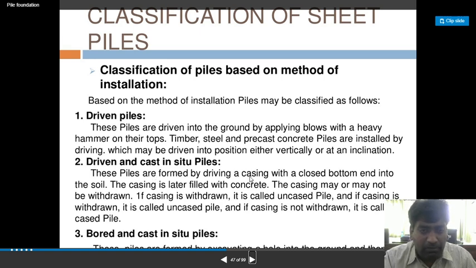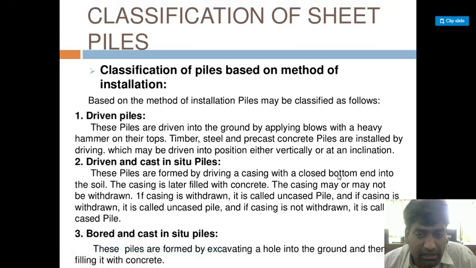Driven and cast in situ piles. These piles are formed by driving a casing with a closed bottom end into the soil. The casing is later filled with concrete. The casing may or may not be withdrawn. If the casing is withdrawn, it is called an uncased pile, and if the casing is not withdrawn, it is called a cased pile.